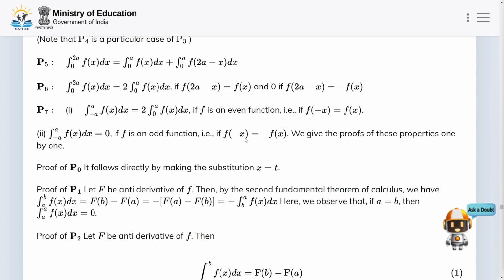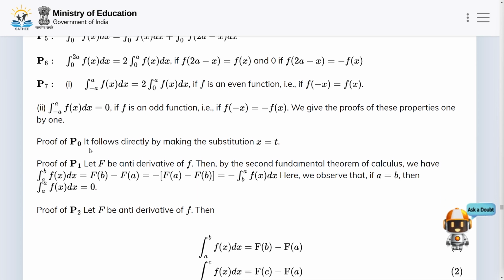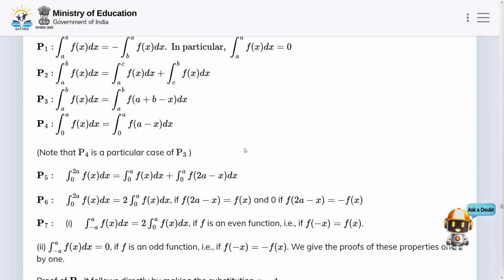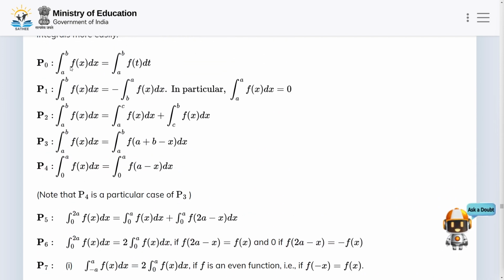So for property P0, just substitute x equals t, then dx will be dt. Then just replace it. What you will get is the integral from a to b of f(t) dt, the same thing. So this proof is clear.